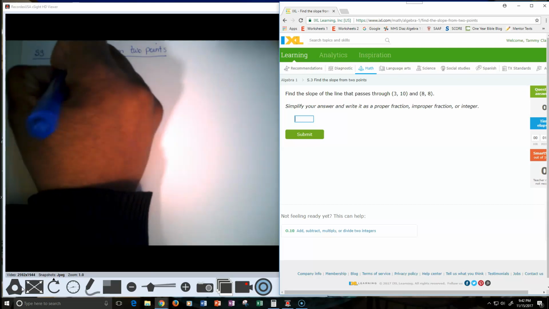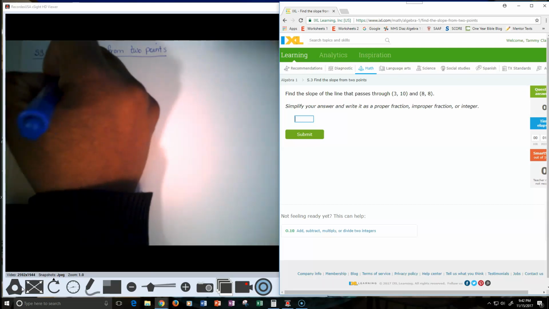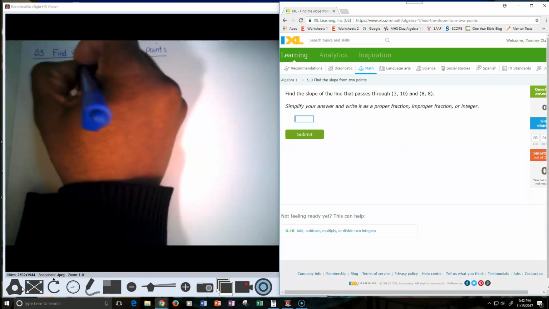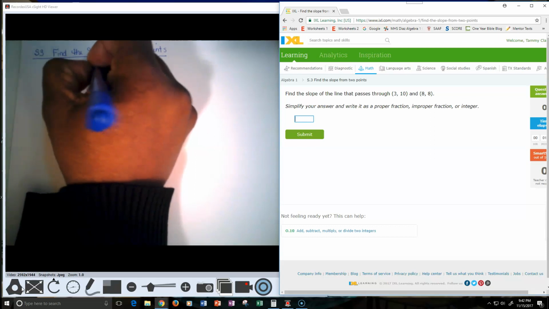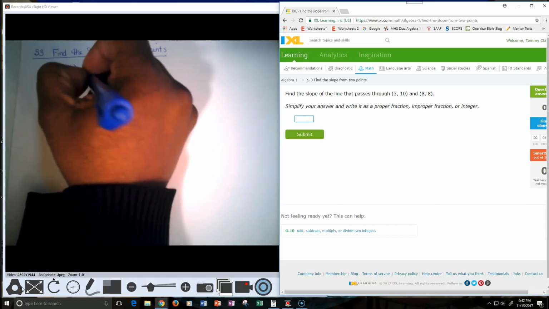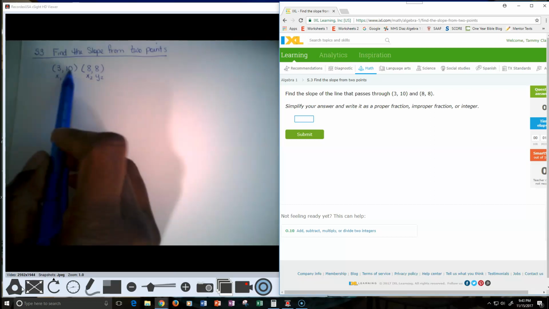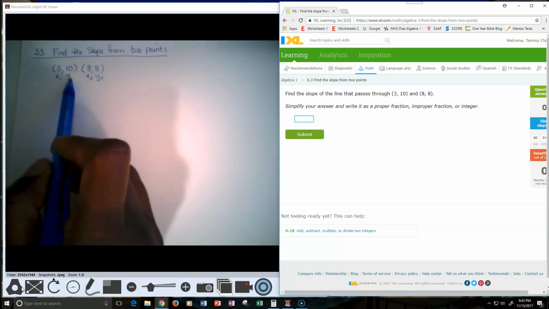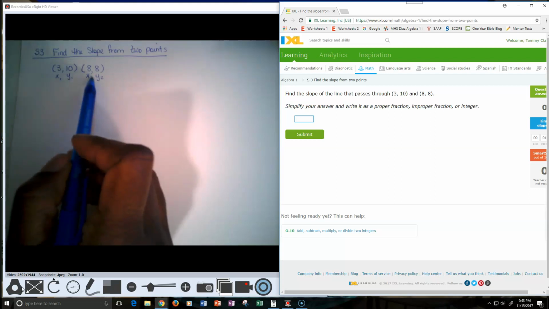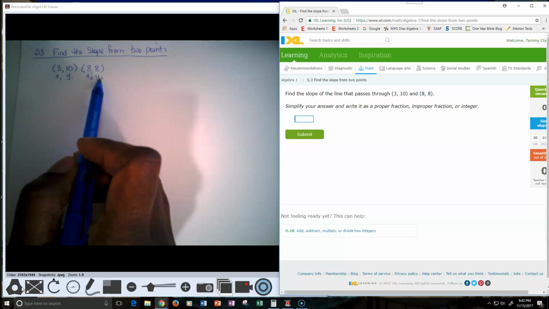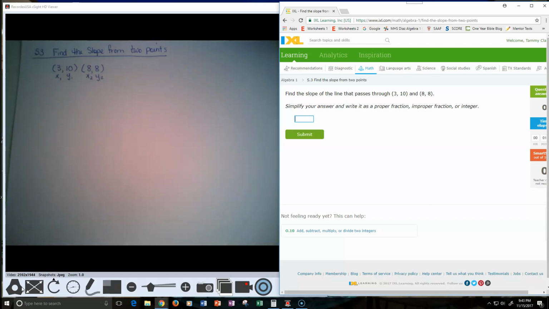So we have (3, 10), which is x1, y1, and then we have (8, 8), which is x2, y2. Again, there's no magic. (3, 10) is only x1, y1 because we wrote it first. (8, 8) is only x2, y2 because we wrote it second. And again, we're told to simplify your answer and write it as a proper fraction, improper fraction, or integer.